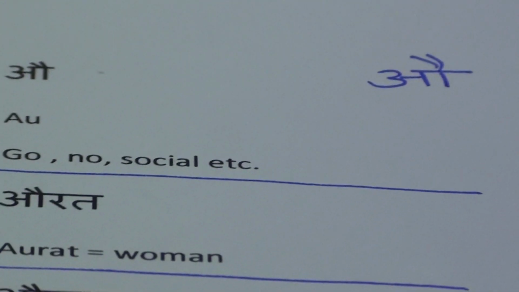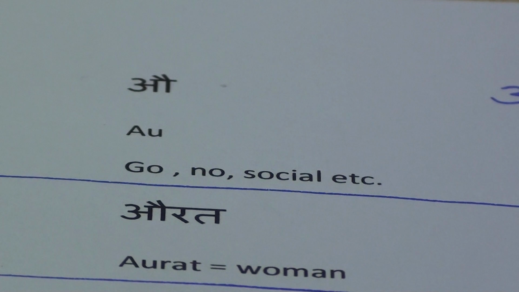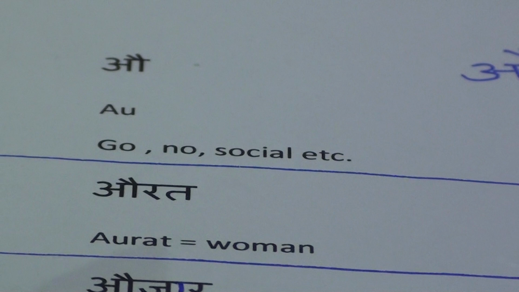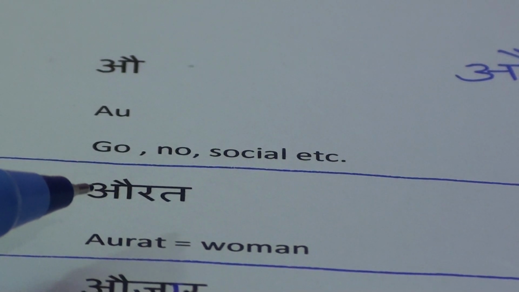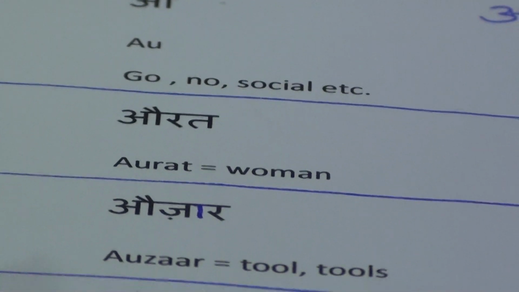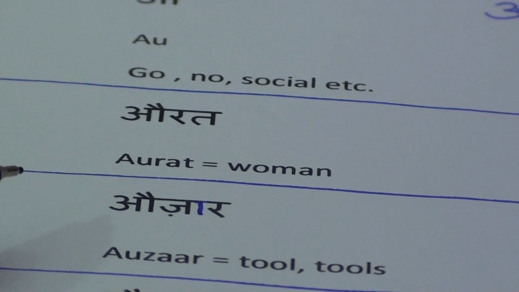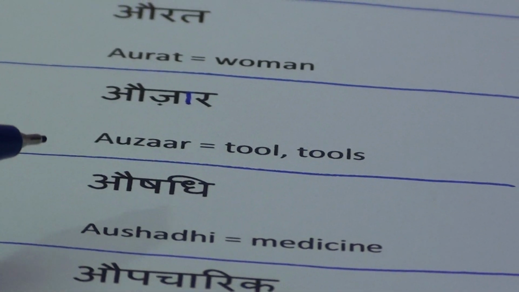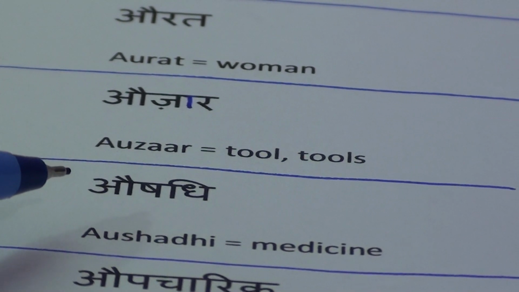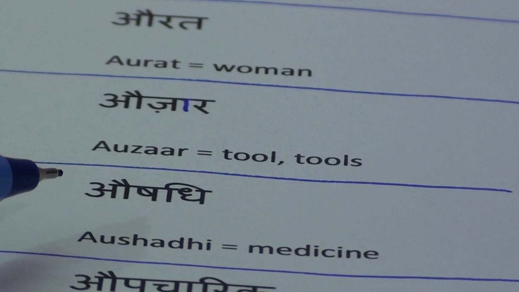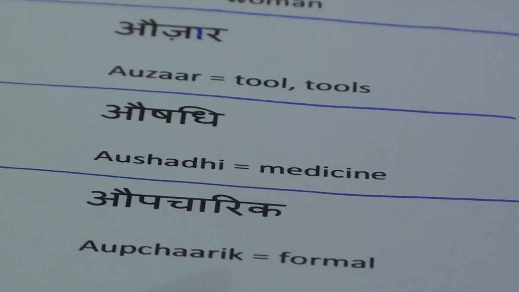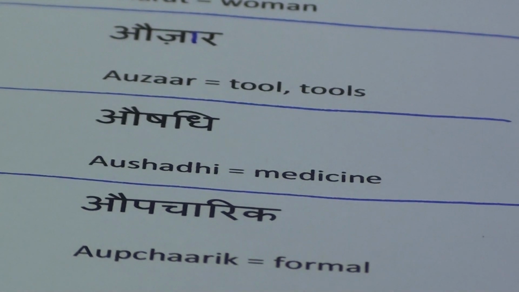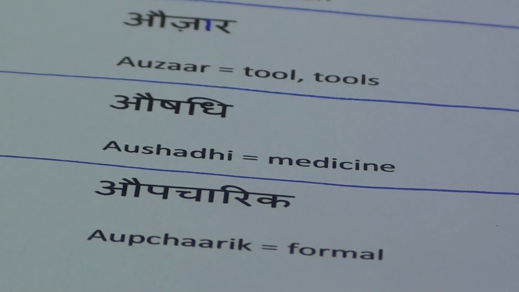Let's revise. O. Aurat means woman. Auzar means tool or tools. Aushadhi means medicine. Aupcharik means formal.